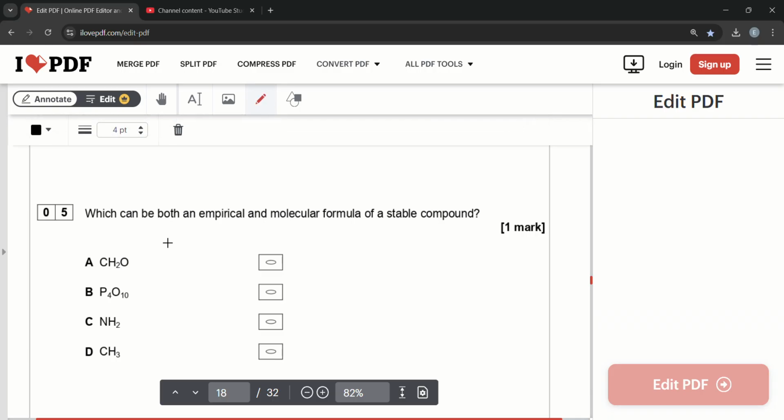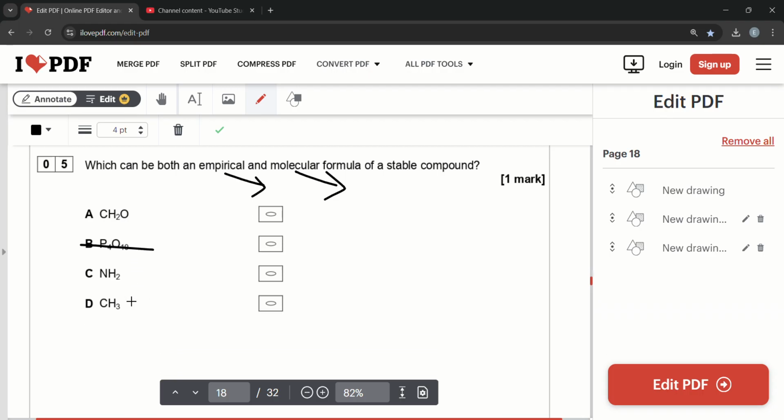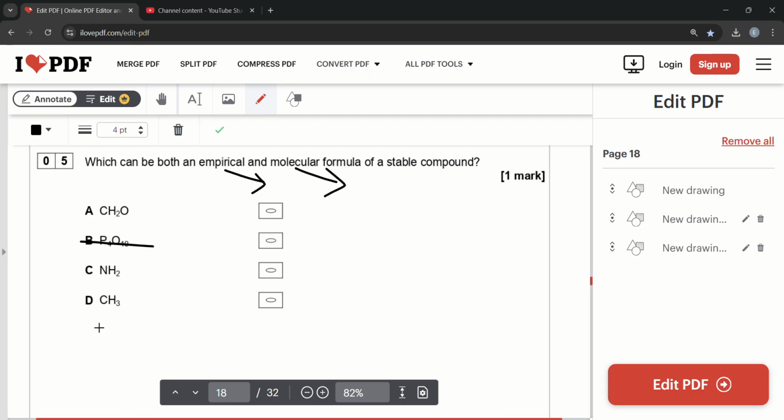Question 5. Which can be both an empirical and molecular formula of a stable compound? For one mark, multiple choice question. So, empirical is the simplest whole number ratio of atoms of each element in a compound, while molecular formula shows the number of atoms in a molecule. So it definitely can't be B, that's not the simplest. The simplest would be P2O5. And so you're left with A, C and D.